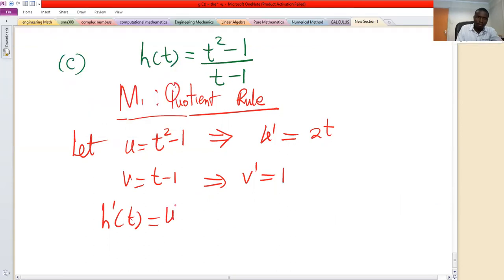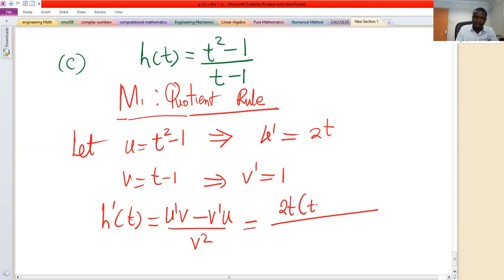So this will be u prime v minus v prime u divided by v squared, which will be 2t into t minus 1 minus 1 into t squared minus 1, divided by t minus 1 squared.